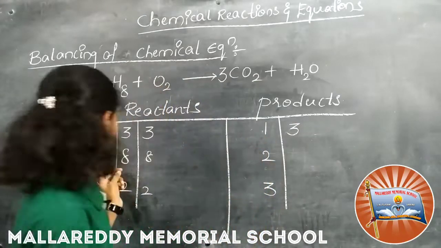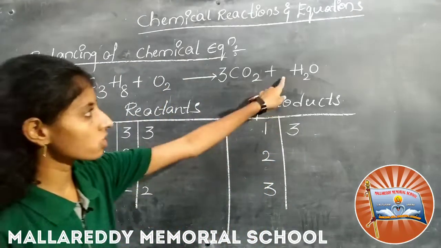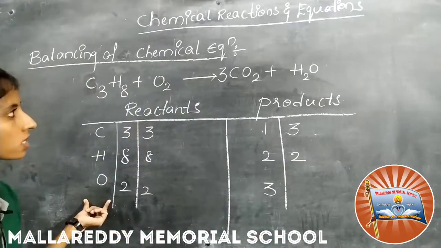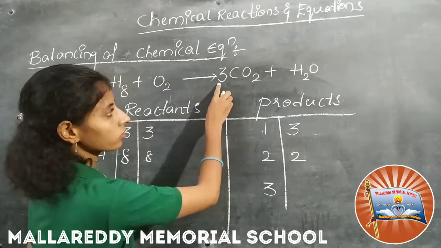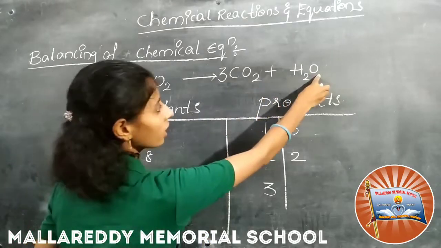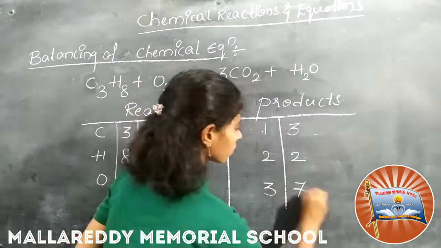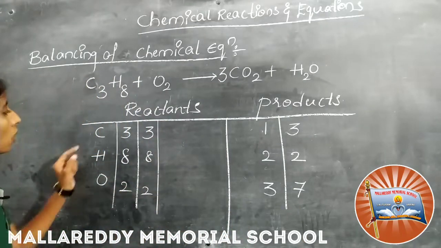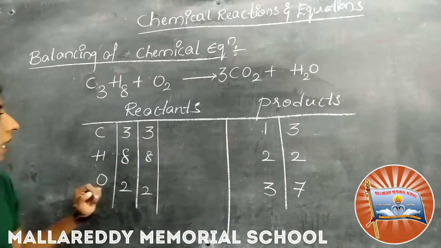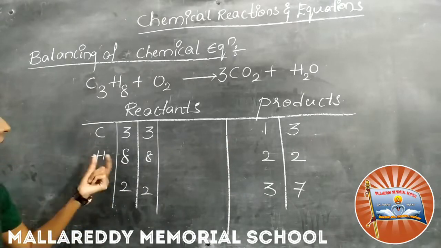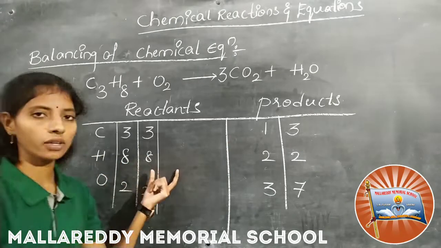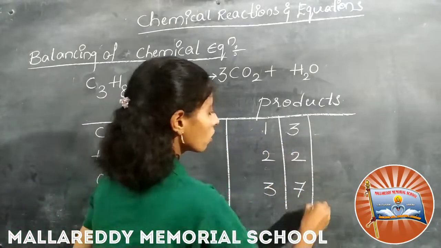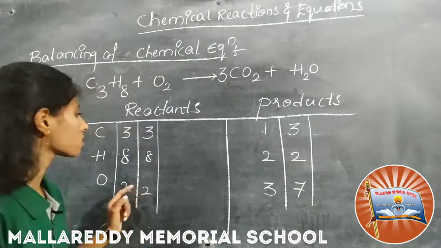Now hydrogen atoms are not changed, so it remains as 2 only. Now come to oxygens. Here we have 3 2s are 6 and here one more, 7. Okay. Now see, carbons are balanced. Come to hydrogens. On the reactant side we have 8 hydrogens. On the product side we have only 2 hydrogens. So here we have to balance this.